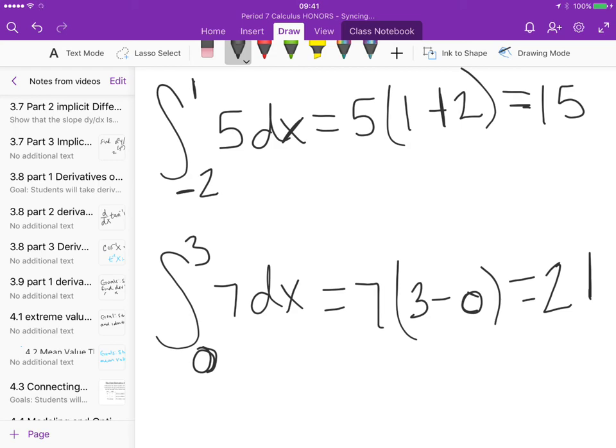That wraps up this video. We defined the integral. We defined what it means to take the integral of a constant. And then we did a couple examples to find some integrals of constants. On to the next video, we'll look into a little bit deeper meaning of area.